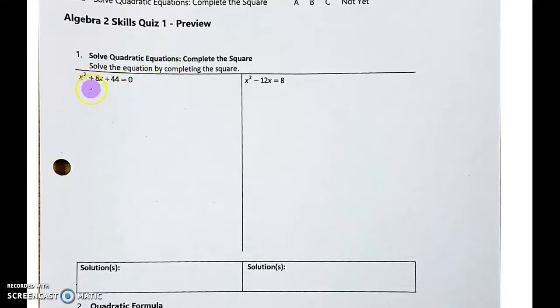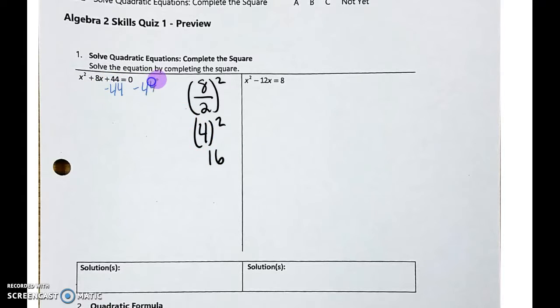All right, so we want to be able to solve the quadratic equations by completing the square. That means your b value and your c value are related by the following. You're going to take half of your b value, b in this case is 8, half of that is 4, and you're squaring it, which is 16. But right now my c value is 44. So I need to manipulate this equation to where my c value is 16.